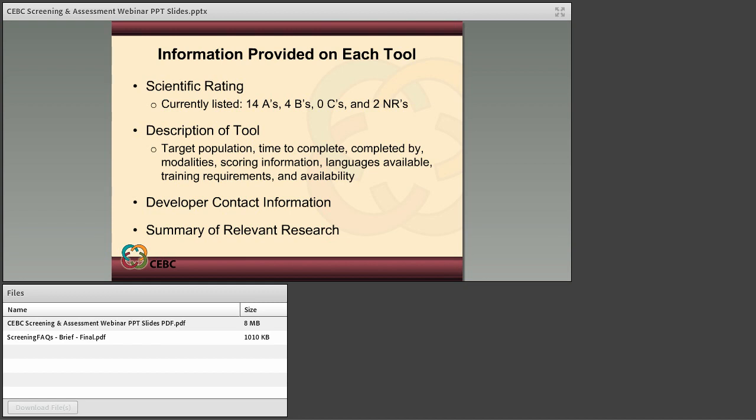Then we also provide a description of the tool, and that includes the target population, how long it takes to complete, who completes it, the different modalities, meaning if it's paper and pencil or online, the scoring information, so is it manual scoring on paper or online, the different languages that are available, training requirements, so does it require a degree to use, and the availability, so does it cost money and where do you obtain it. And then we also include developer contact information and a summary of any relevant research.